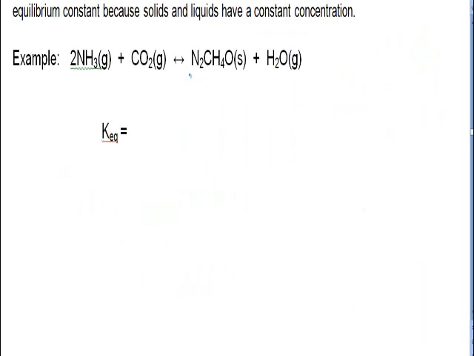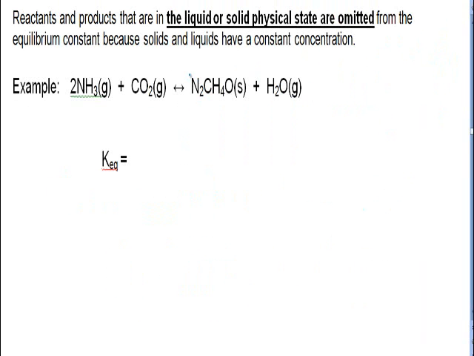When setting up an equilibrium constant, another key thing is that materials that occur in the liquid or solid physical state are omitted from the equilibrium constant expression. The reason for this is that liquids and solids have a constant concentration, and therefore their concentration remains the same, whereas for aqueous materials, solutions, and gaseous materials, the concentrations can change. They are included. Aqueous and gases are included in equilibrium expressions. Solids and liquids are omitted from equilibrium constant expressions.